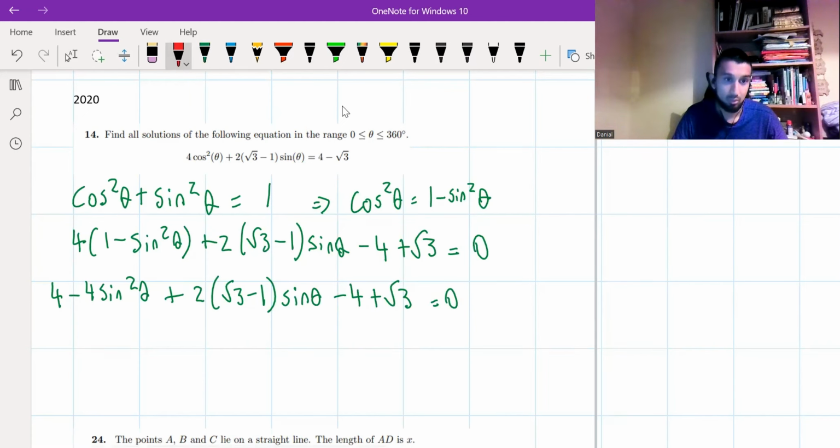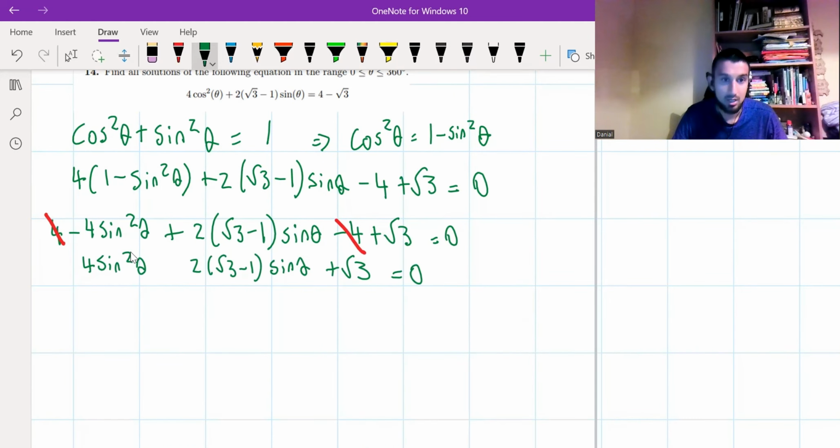Now the 4 and the minus 4 cancel out conveniently. So we might as well times by minus 1 whilst we're here. So we're timesing everything by minus 1, so this would have to become minus (2 root 3 minus 1) and minus root 3.